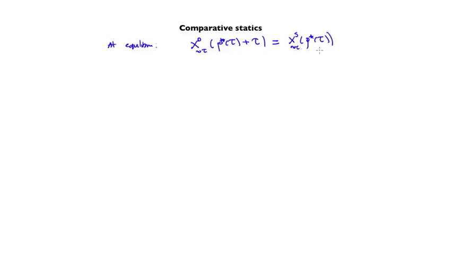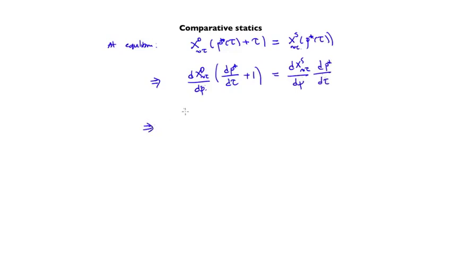Now, we can take derivatives on both sides with respect to tau, the tax, and we get that the derivative of the demand with respect to the price, times the derivative of what is inside with respect to tau, which is the derivative of P star with respect to tau plus 1, has to be equal to the derivative of the supply with respect to P, times the derivative of P star with respect to tau.